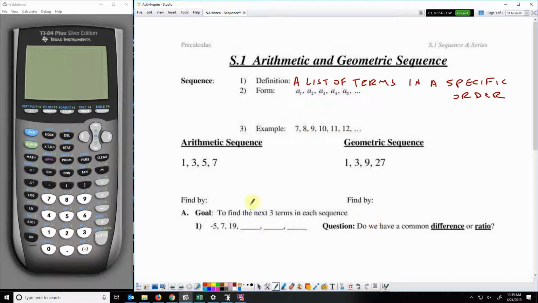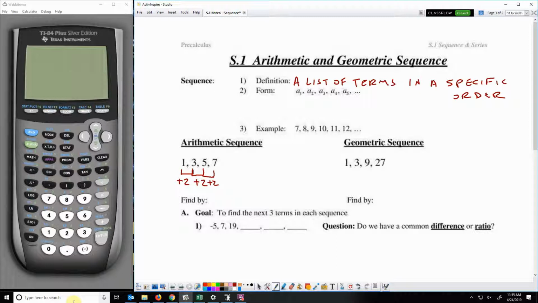So there's two different types. There's an arithmetic sequence, and there is a geometric sequence. An arithmetic sequence has what's called a common difference. So to get from here to here, we're adding 2. And to get from here to here, we're adding 2. And every time to get from one term to the next, we are adding 2.